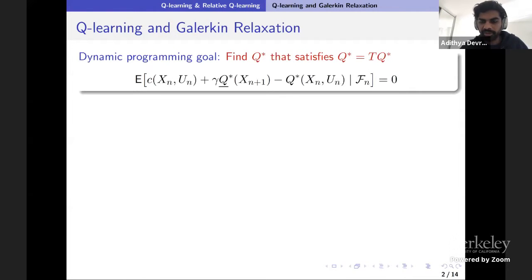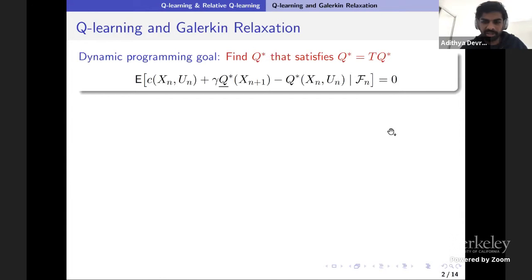And one way to interpret this dynamic programming goal is the following. Let's say you have an input sequence U_n that makes sure that you visit each and every state-action pair (x, u) infinitely often. Then solving this conditional expectation equal to 0 for each and every n is equivalent to solving this fixed point equation.